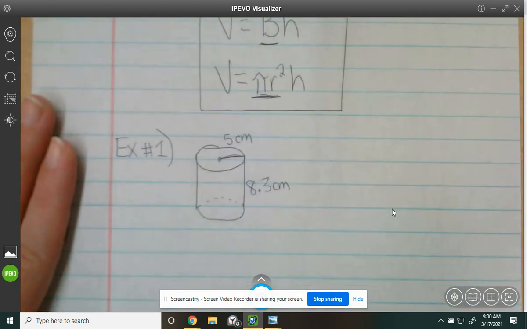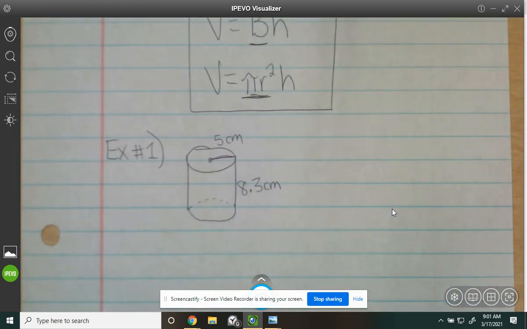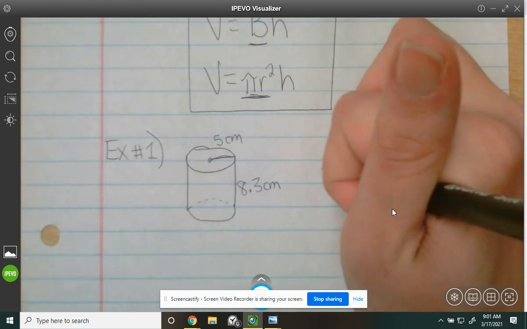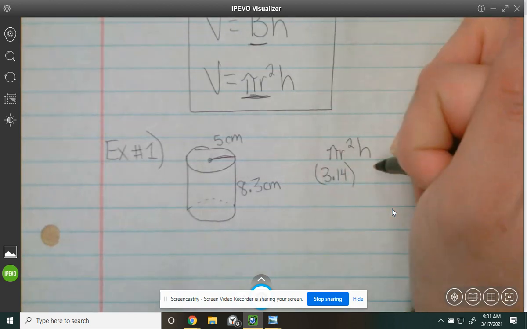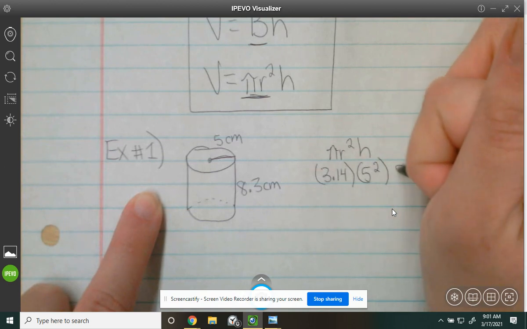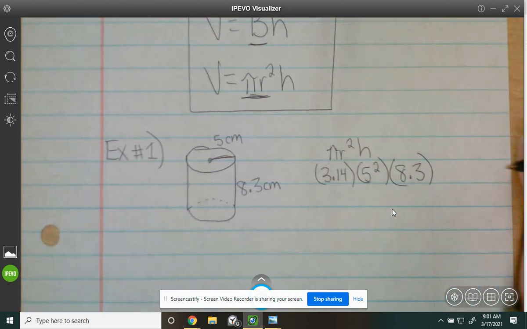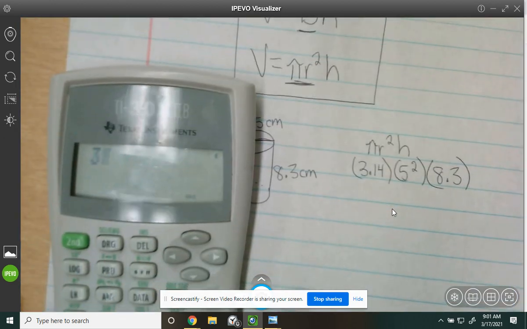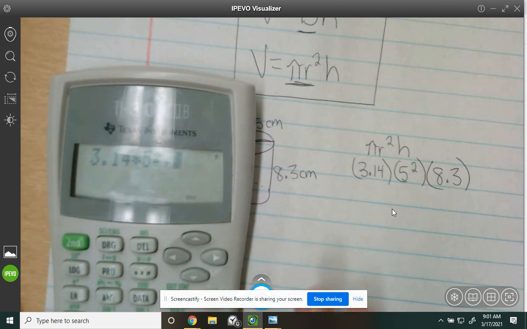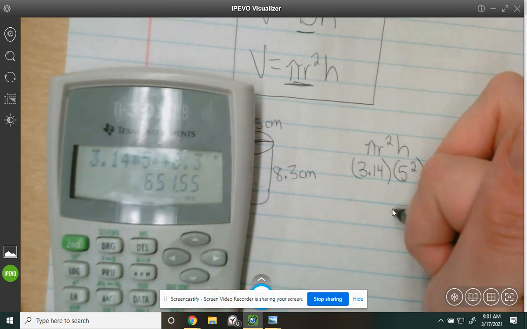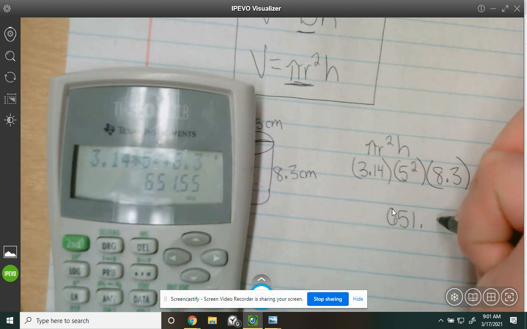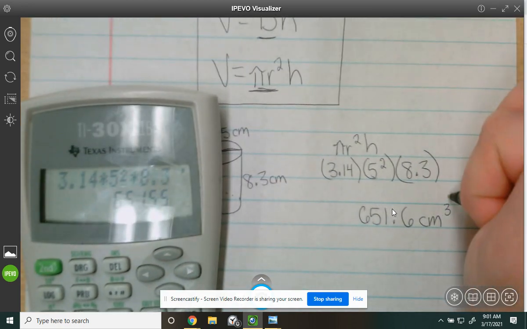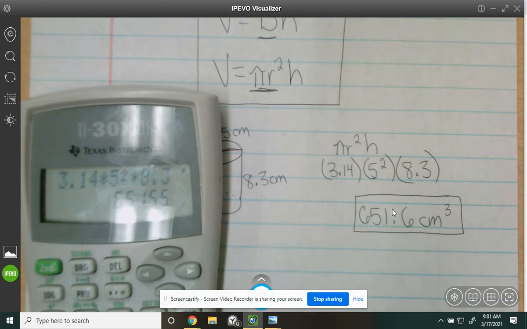All right, go ahead and draw your cylinder. We got 5 centimeters and 8.3 centimeters. I'm going to do pi r squared h, so 3.14. My radius is 5 squared and 8.3. So if you type that in, we'll do 3.14 times 5 squared times 8.3, and I get 651.6 centimeters. Now that we're doing volume, it's not squared anymore. It's going to be cubed. And that's it.